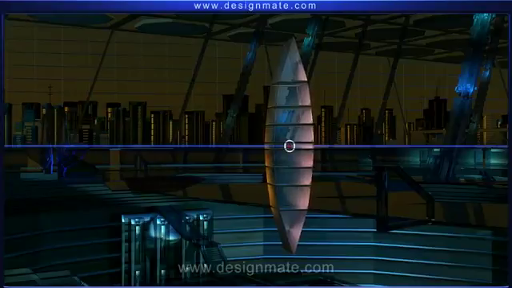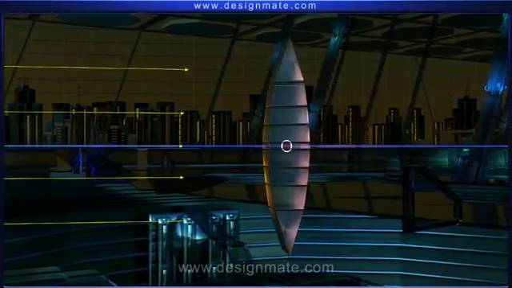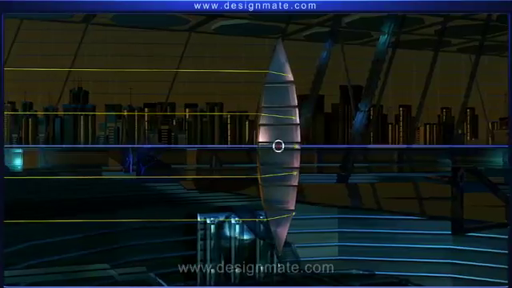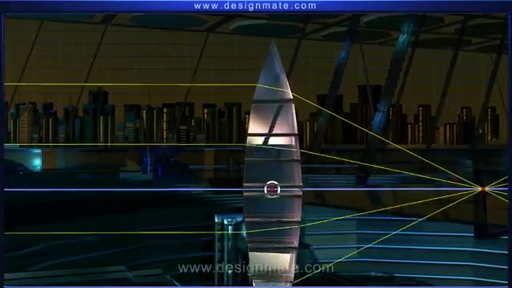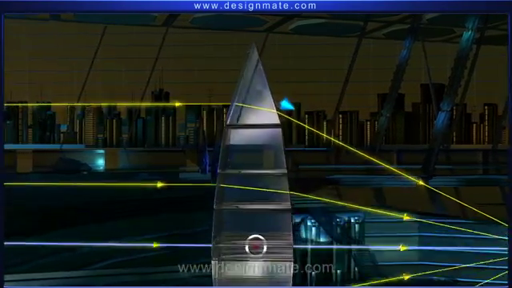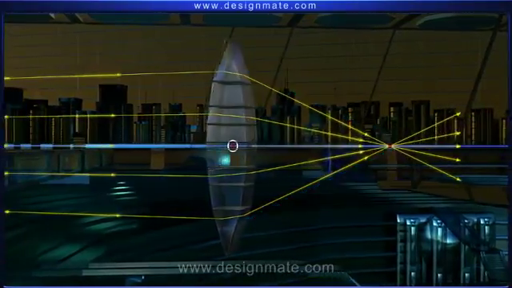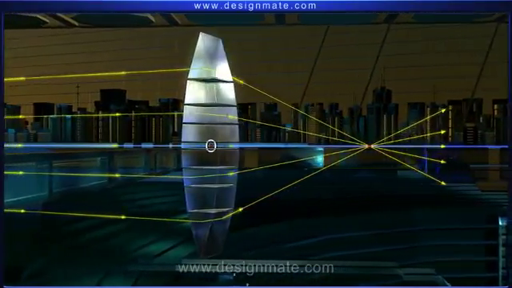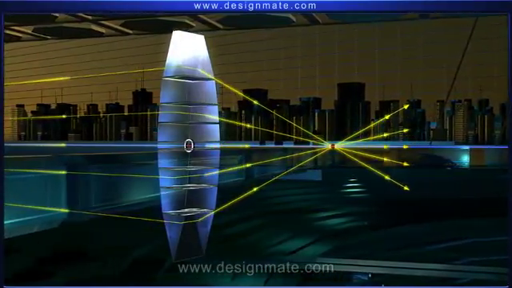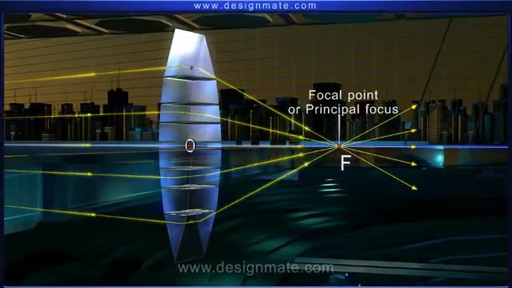Now, let us see what happens when a beam of light parallel to the principal axis strikes the lens. We can see that these rays undergo refraction as they enter the lens and leave it. First, they bend towards the base of the respective prisms, and then emerge bending towards the principal axis. Thus, after refraction through the lens, they converge to a point on the principal axis on the other side of the lens. This point is called the focal point or principal focus of the lens and is usually denoted by F.